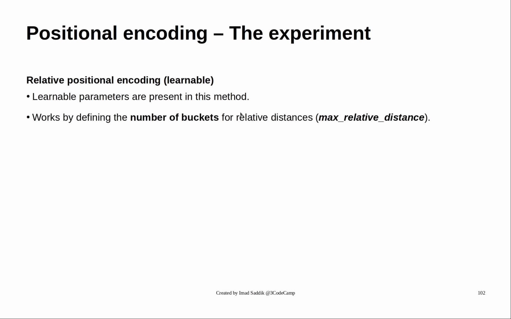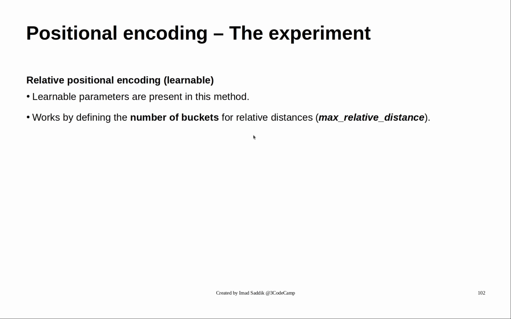Here is the idea. We define a range of relative distances with this parameter max relative distance. Let's say this parameter is set to 8, we will have two kinds of distances. We will have negative distances and positive distances. This is what we have seen before, because the tokens that come before the token will have negative distances, and the ones that come after the token will have positive distances. And that range is called the number of buckets.